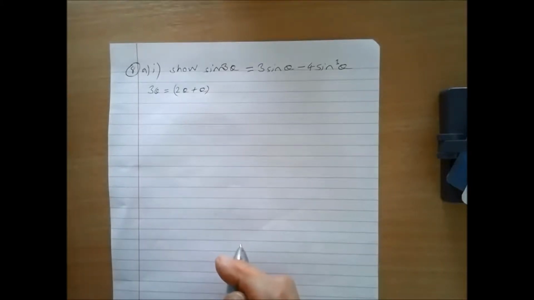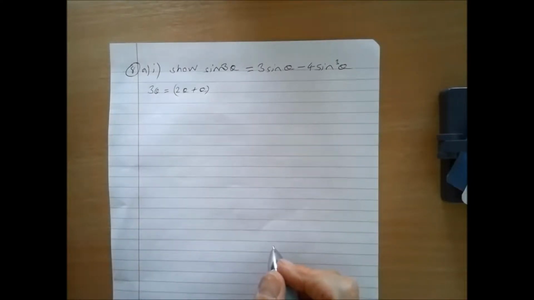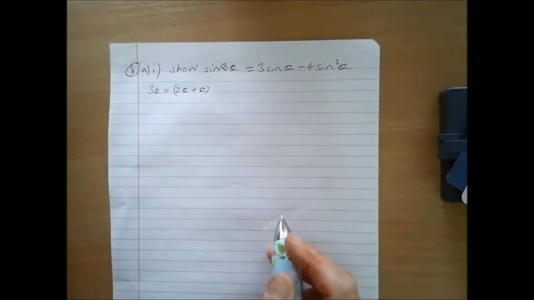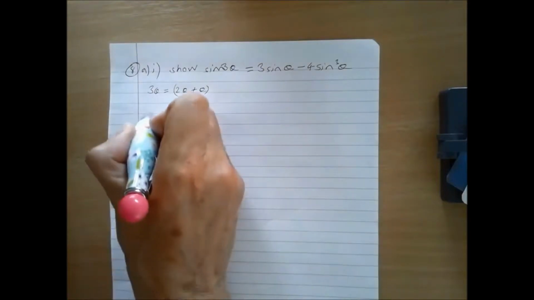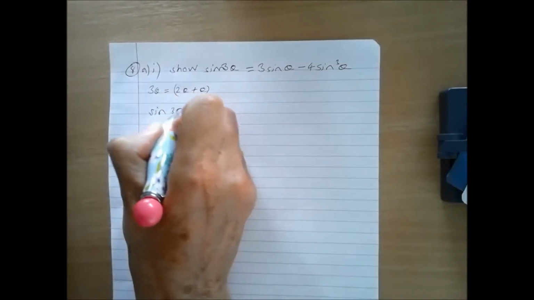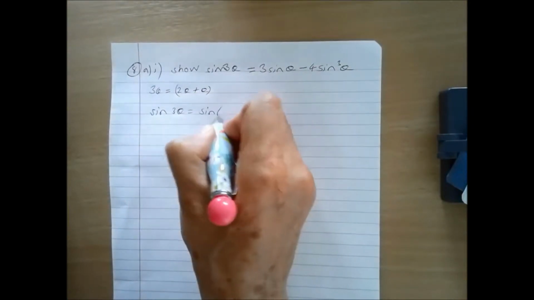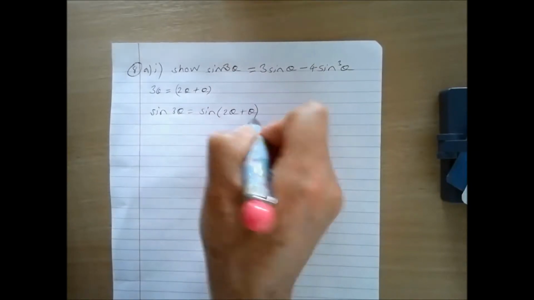Okay, so some review of trigonometry now. Question 8a. Show that the sine of 3 theta equals 3 sine theta minus 4 sine cubed theta. And they're giving you some clues that 3 theta can be expressed as 2 theta plus theta. So the sine of 3 theta can be expressed as the sine of 2 theta plus theta.